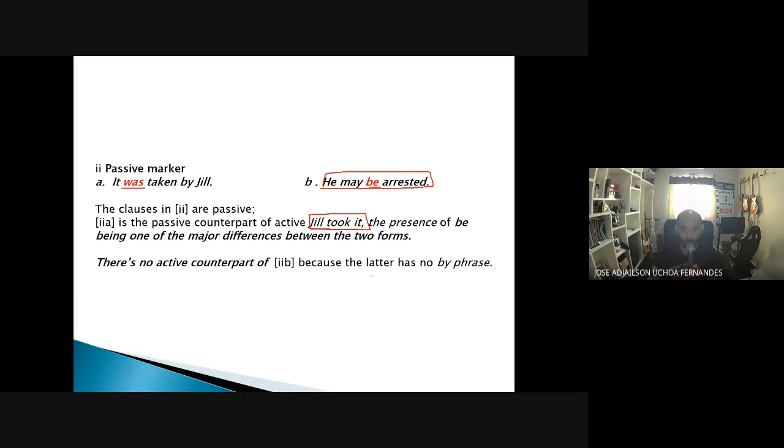The latter sentence has no paraphrase. This by is lost here. I'm sorry, let me change it. It's a typing error. There's no paraphrase.